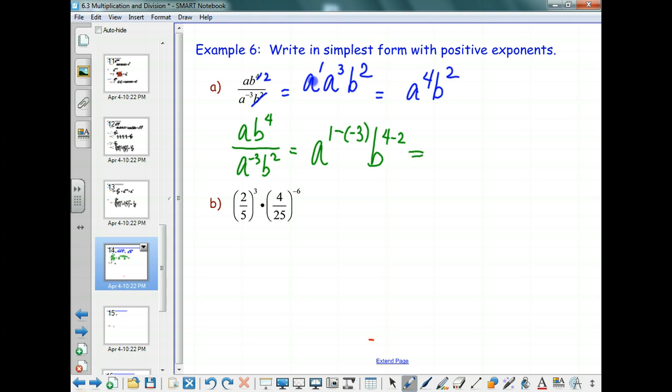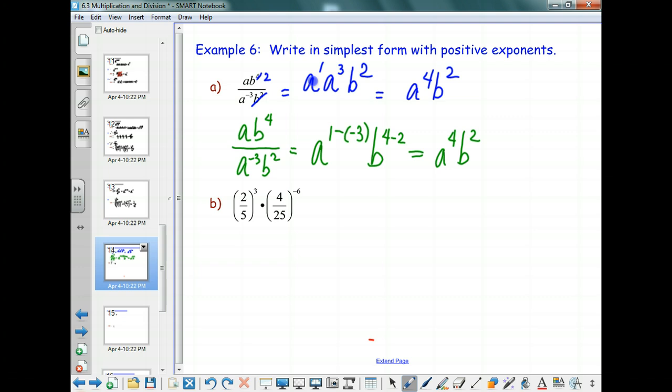And then I could actually subtract. What's 1 minus negative 3? That's 4. So this would be a to the 4th. And then 4 minus 2 is 2. So it's b squared. Of course, you're going to get the same thing. If you didn't, the properties would be failing us. All right, let's do one more before I quit.